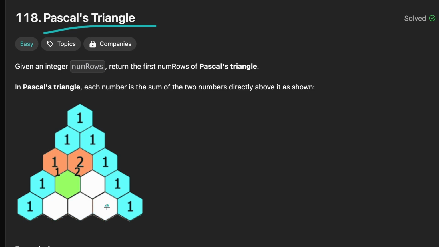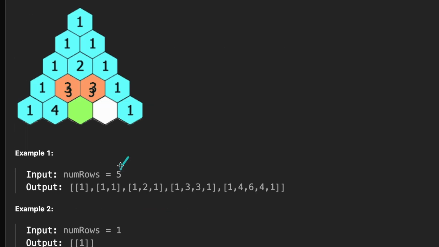Essentially, if we want to calculate this number, it's going to be the sum of these two numbers here. So that's Pascal's triangle. They want us to create num rows amount of Pascal triangle. So we're given num rows, and that's how many rows that we need to create for the given triangle.